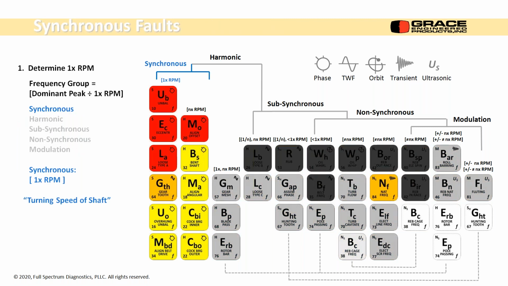The various components: synchronous is 1 times RPM, or the turning speed of the shaft, the rotating speed of the motor and pump and what have you. That's 1 times RPM. Everything in these 2 columns produces a 1 times RPM. They're very similar. This is the only oddball, and it's going to appear everywhere.